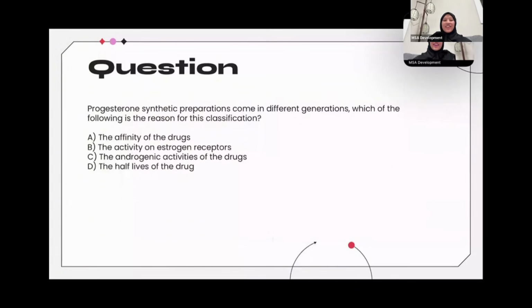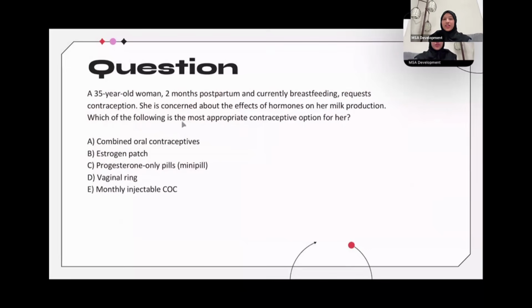Okay, progesterone synthetic preparations come in different generations. Which of the following is the reason for this classification? I will move on. First gen, second gen is due to androgenic activities. I'll move through the questions quickly because it's a recording. A 35-year-old woman, 2 months postpartum, currently breastfeeding. Which one is the most appropriate contraception?